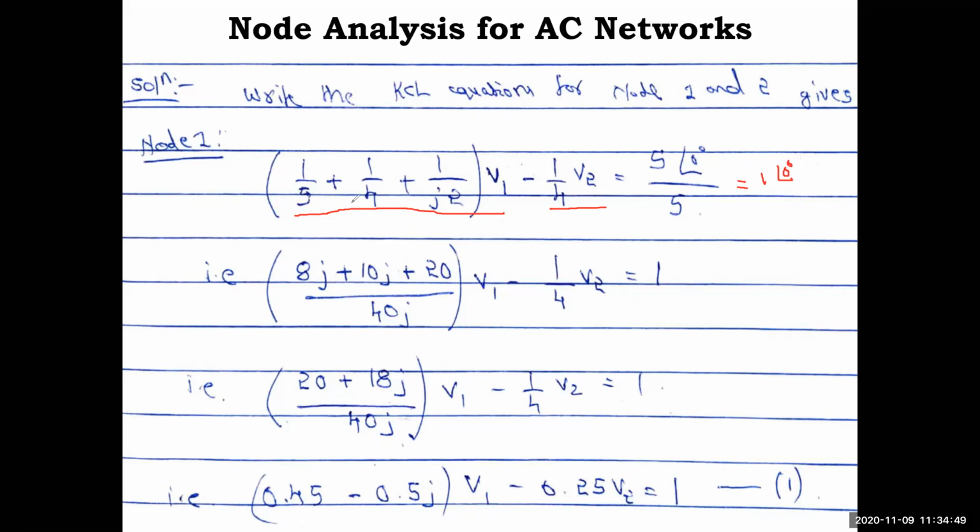How to do that? You take the LCM when you have j terms. So just multiply all the numerator and denominator terms. 5 into 4 is 20, 20 into 2j is 40j. Then you write it. So 5 times 8 is 40j, right? So that's why you are getting 8j.